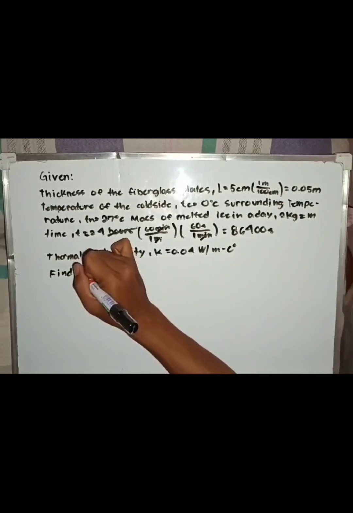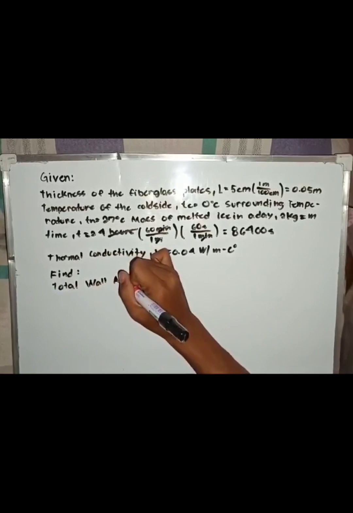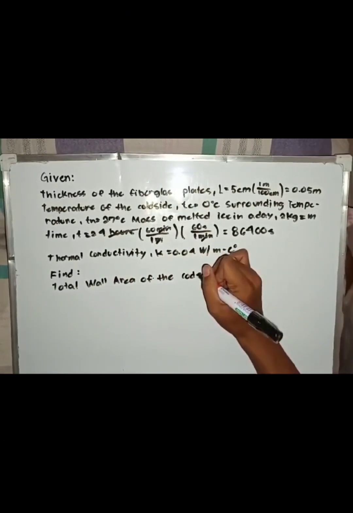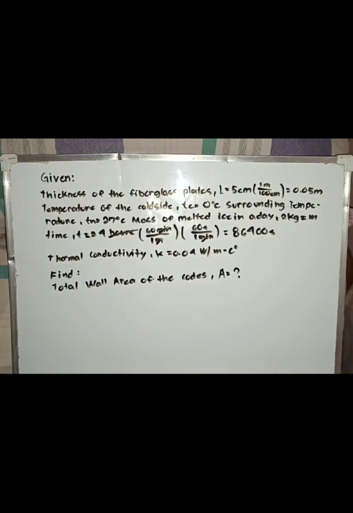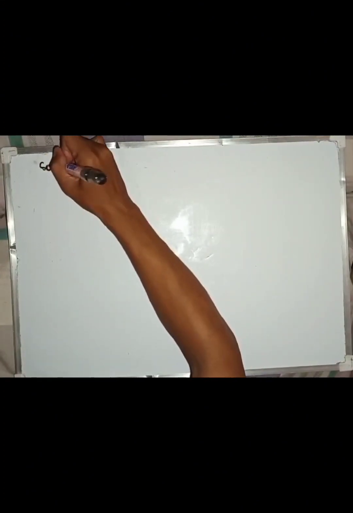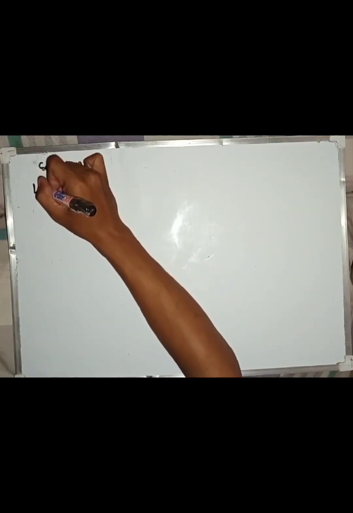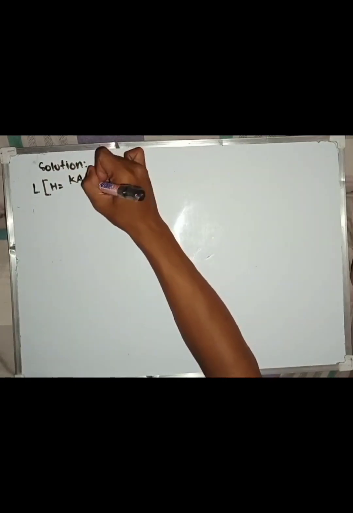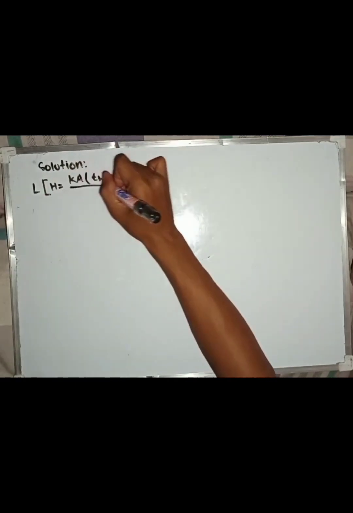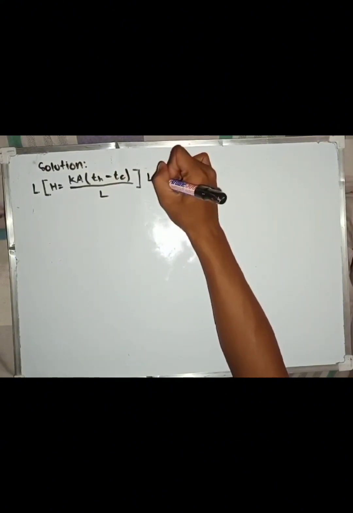So find. What is asked in this question? It asks, what is the total wall area of the cooler, denoted by letter A. So our solution. Let's first get the Fourier law of conduction formula. Fourier law of conduction states that the heat current of conduction of an object is directly proportional to the cross-sectional area times the temperature difference and inversely proportional to its thickness or length.